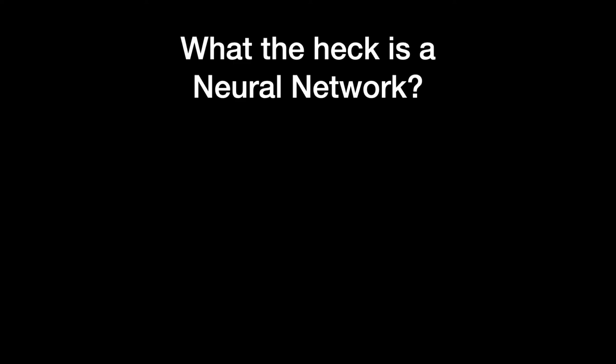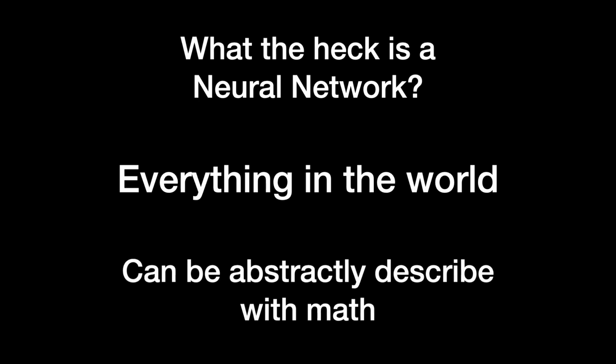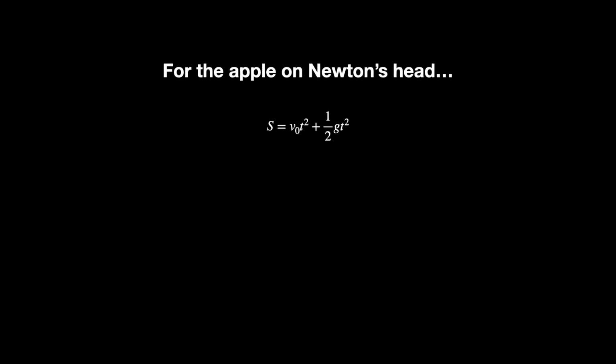First of all, I'll briefly talk about what the heck a neural network is. How does it work? Some of you may know that everything in the world can be described with math. That is why physicists and some scientists are so crazy about math all the time. And literally anything can be described with math. So, for example, for the apple falling on Newton's head, you can describe it with this equation.